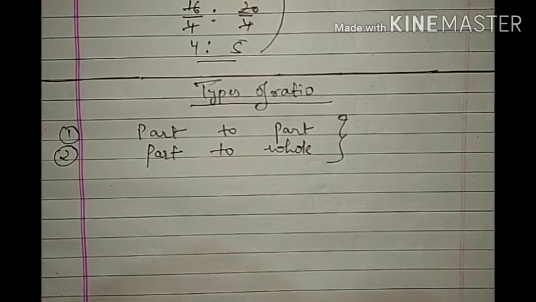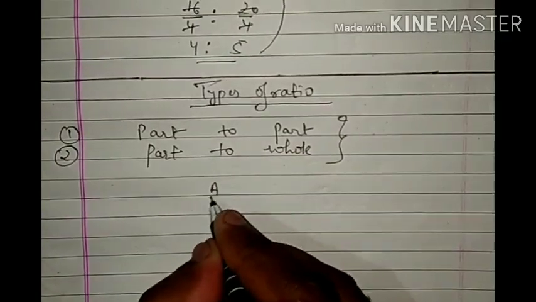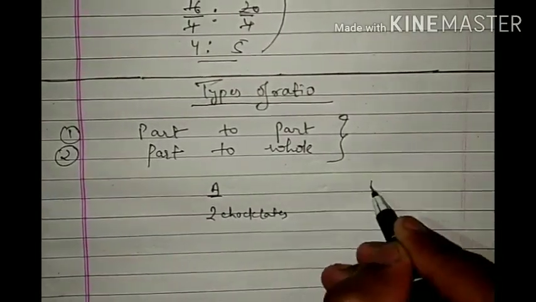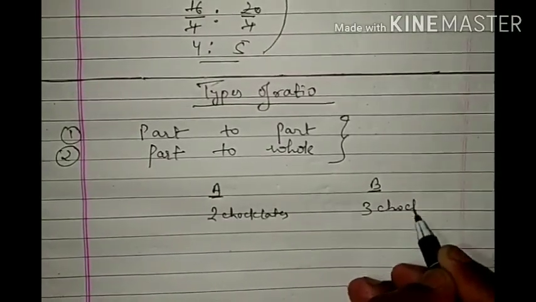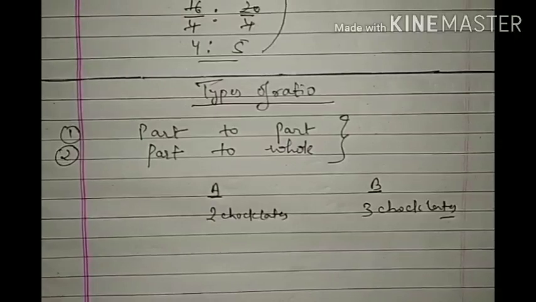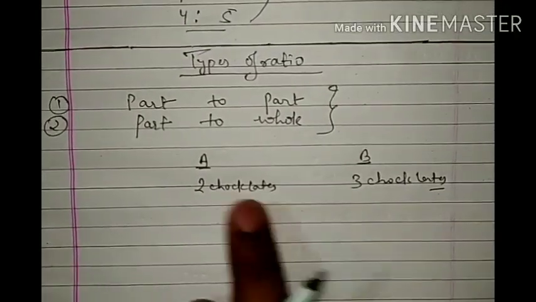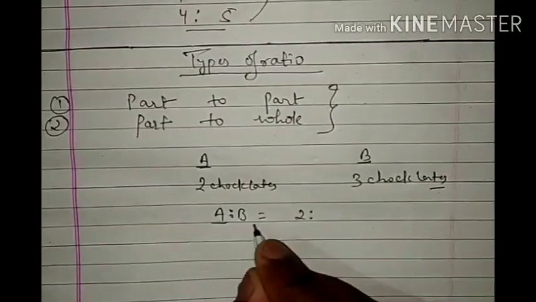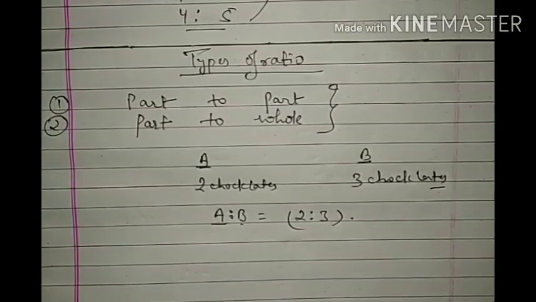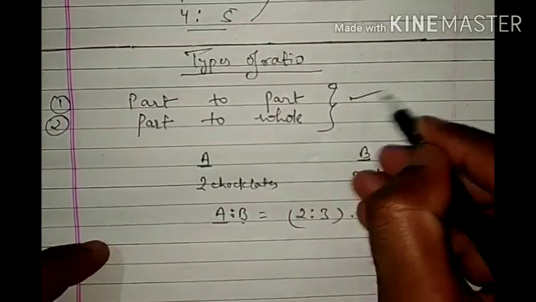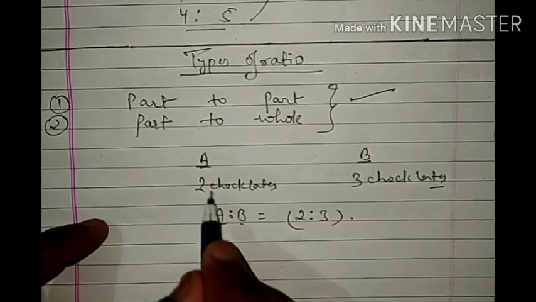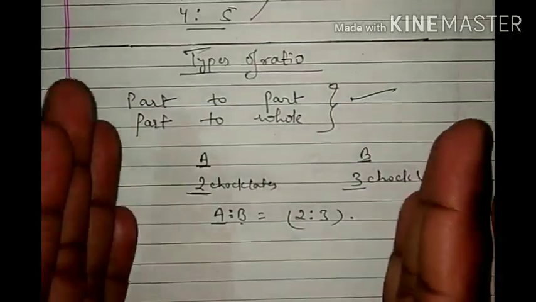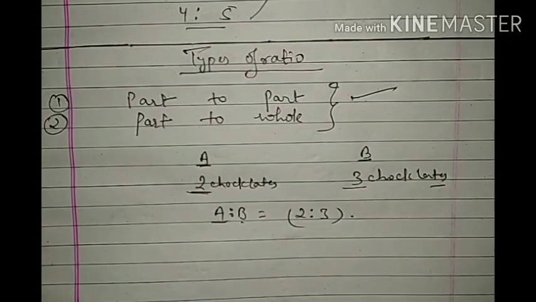Recall the first example which I taught you. Boy A got 2 chocolates and boy B got 3 chocolates. We were finding out the ratio of both boys, A ratio B. A is equal to 2 and B is equal to 3, so A ratio B will be equal to 2 ratio 3. This is an example of part to part, since we are finding the ratio of one part with the other part. Let's take one more example.